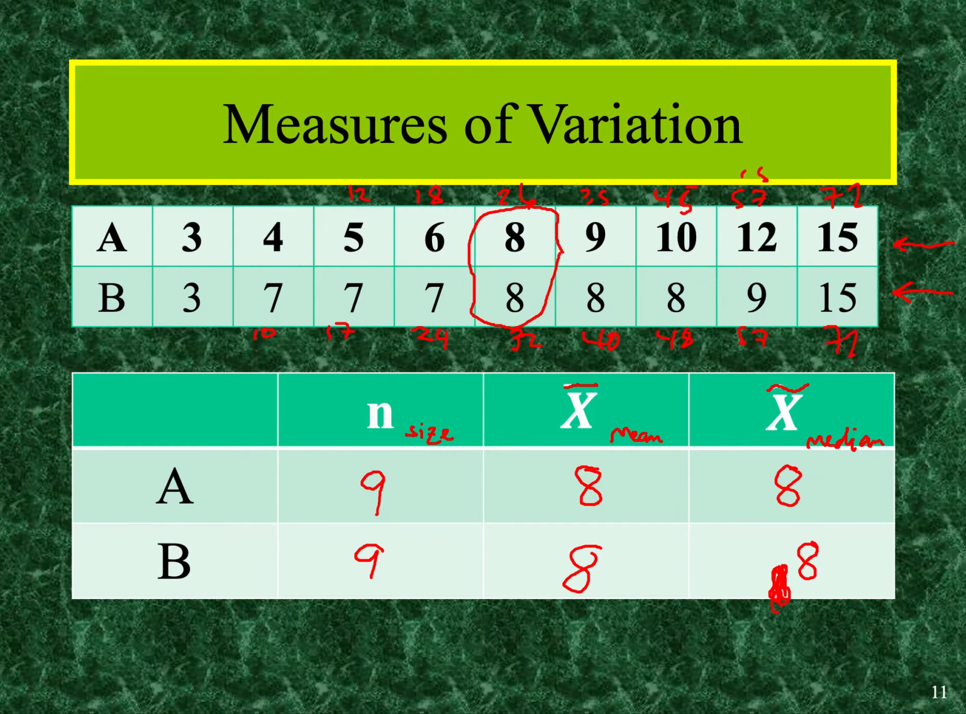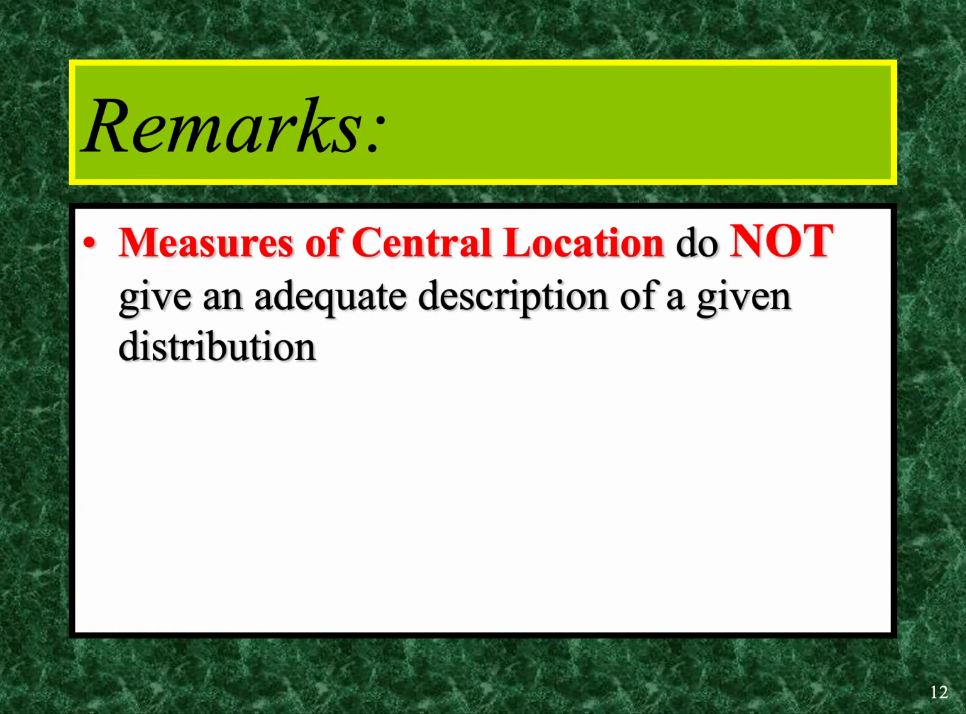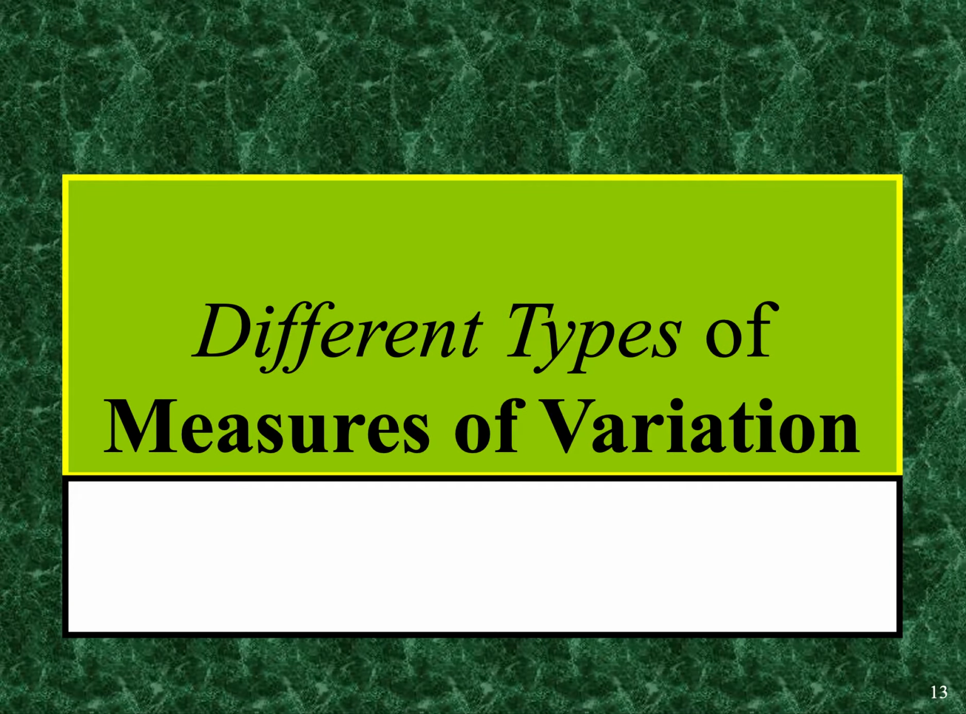So the measures of central location, what we can say about the remarks is that the measures of central location or central tendency do not give an adequate description of a given distribution. It also does not describe how the observations are spread out from the average. So we need to determine that in order to give a precise description or characteristic of the given distribution. So our solution here is to introduce the different types of measures of variation. We have the range, standard deviation, and the variance.